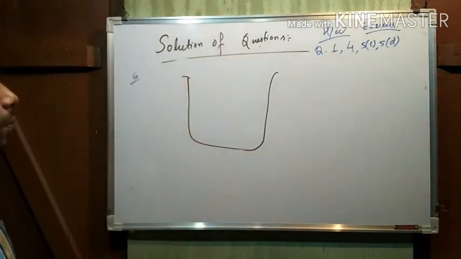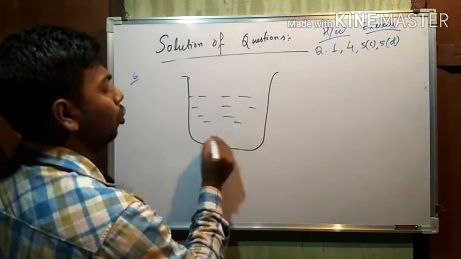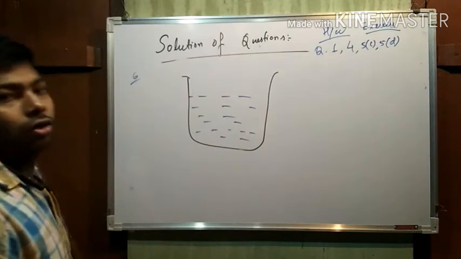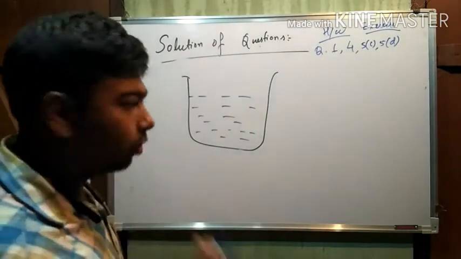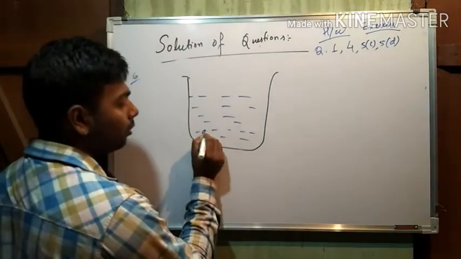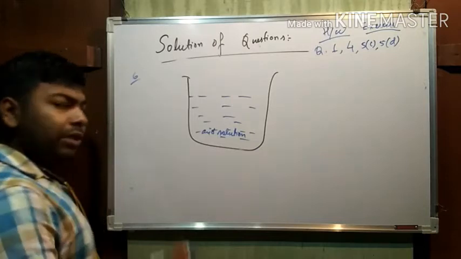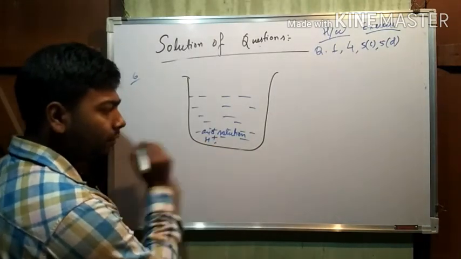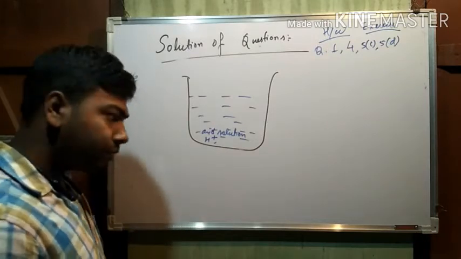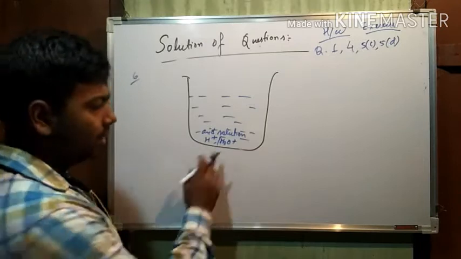In this beaker, we have taken lots of water. This water consists of an acidic solution. Suppose here is an acid solution. If it is an acid solution, obviously lots of H positive is there. H positive means H3O positive, same thing.